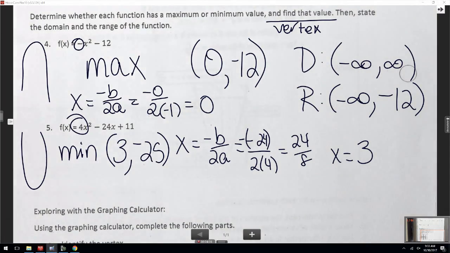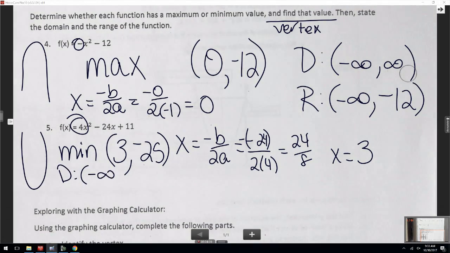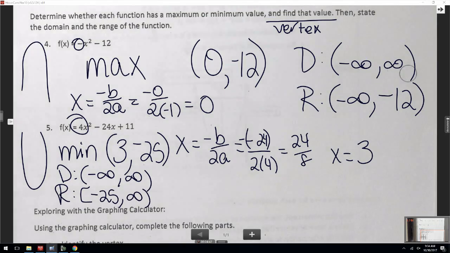Okay, what about the domain? Every single time with a parabola, what is it? There you go. What about your range? Where'd you get negative 25 from? There you go. Right there. Y'all okay? All right, let's go to the next page.